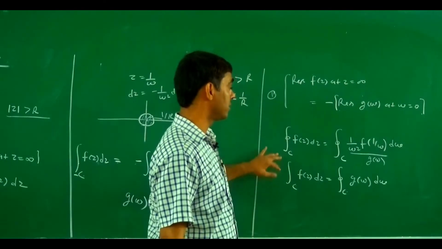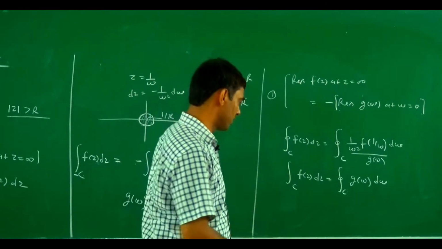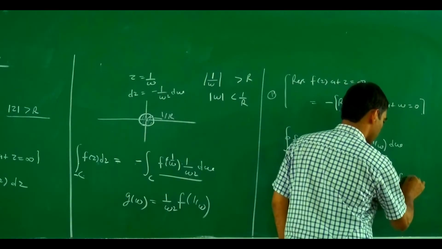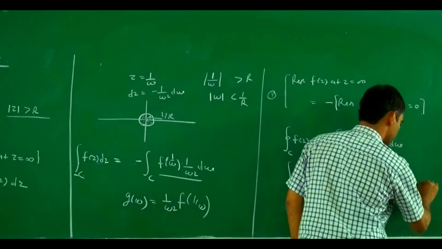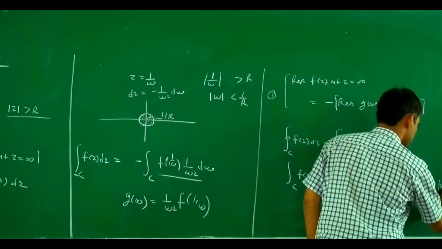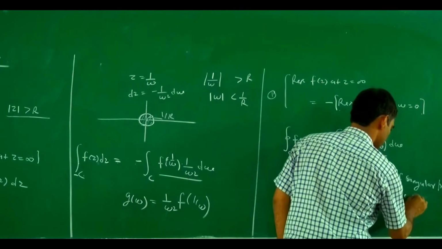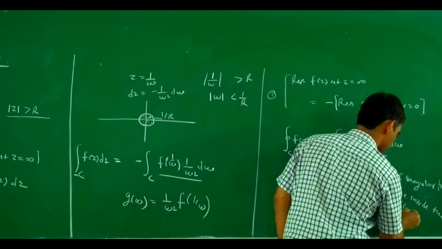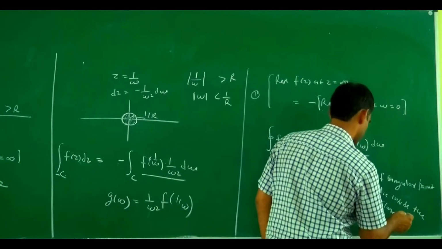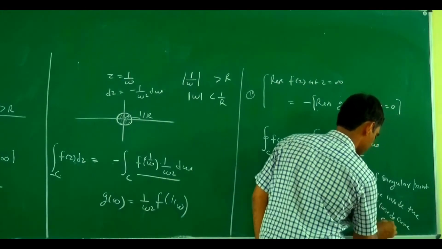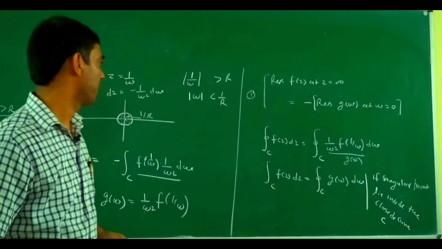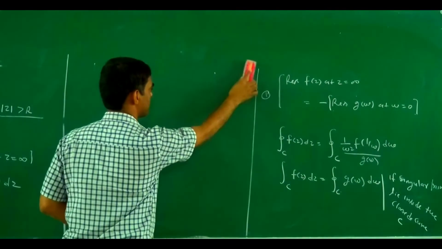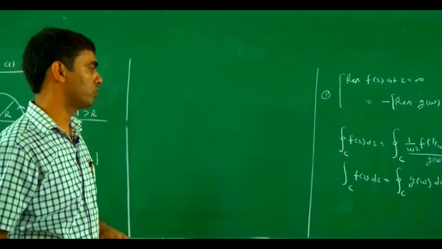Then, what is the integral at z equal infinity? This is true if all singular points lie inside the closed curve C. So now there is a very interesting relation between the residue at a finite number of points and the residue at infinity.